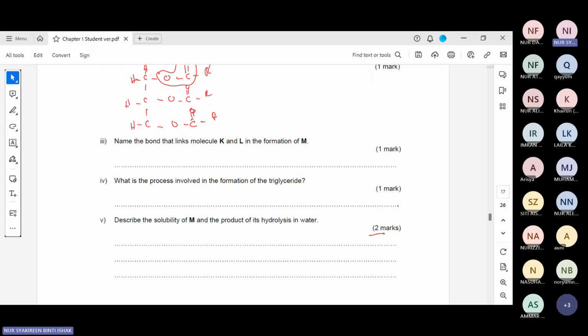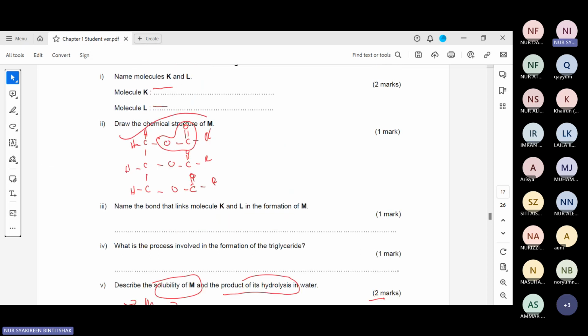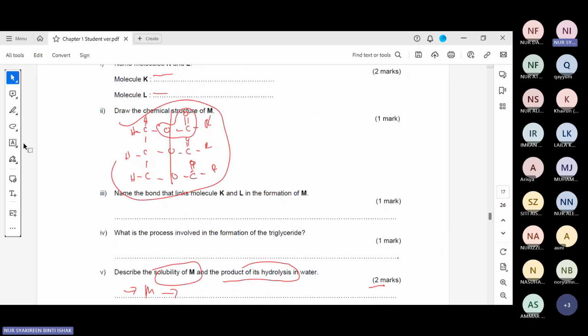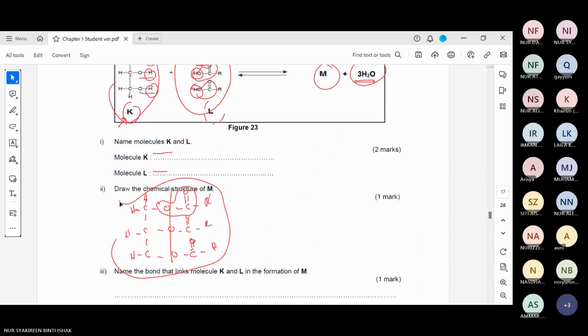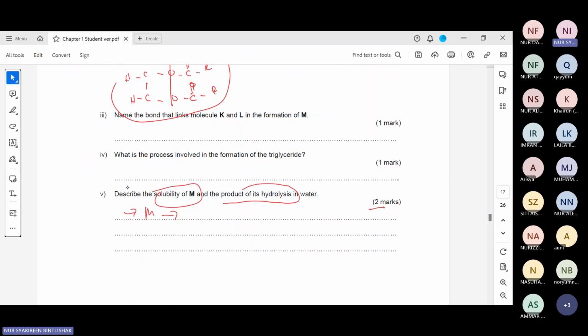Okay, soalan ni dua benda kena describe. Satu, solubility of M. Is it soluble? No, it is not soluble. Okay, M ataupun triglyceride is not soluble in water. Okay, the product of its hydrolysis. Kita dah hasilkan triglyceride ni kan? Pecahkanlah balik jadi komponen dia. Komponen dia adalah glycerol and also fatty acid. So kat sini awak kena cerita the product of its hydrolysis.